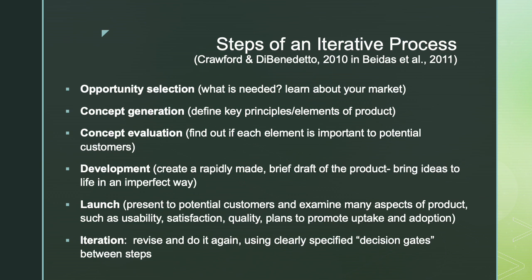And then the last step in this iterative process is iteration. And in a sense, it's a step that comes after every other step I just mentioned. Because as you go through each step, you're going to learn from your efforts, revise and do it again. And oftentimes we will set specific decision gates or objectives for what we have to meet before we can move on to the next step in the iterative process.